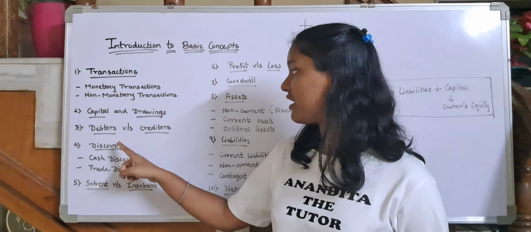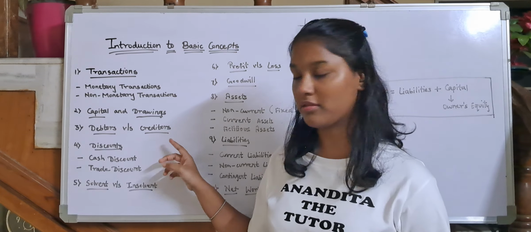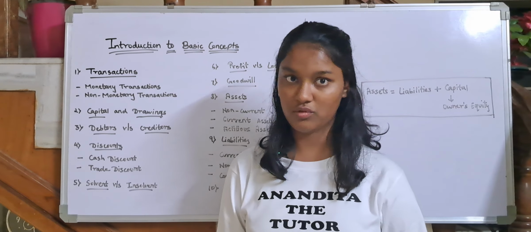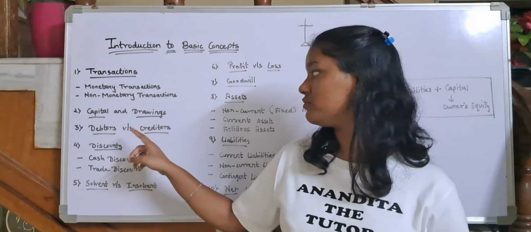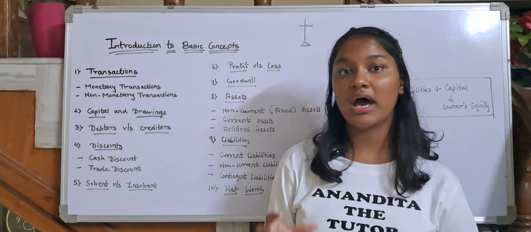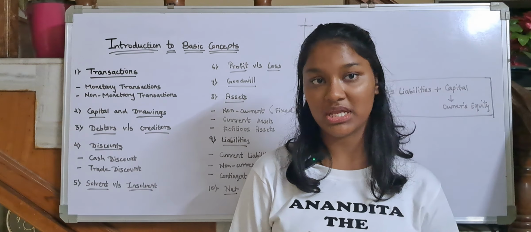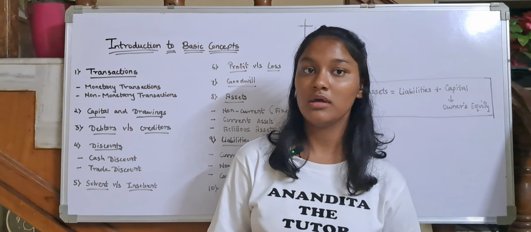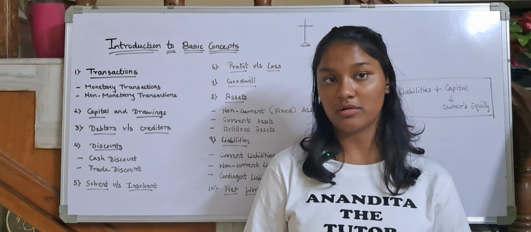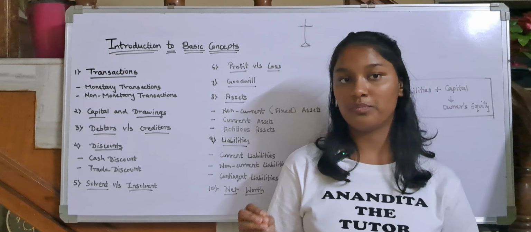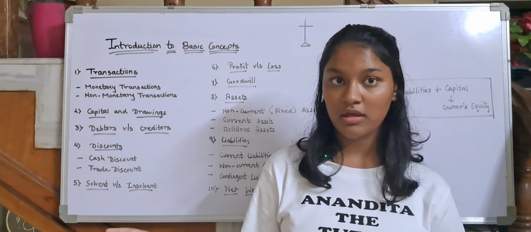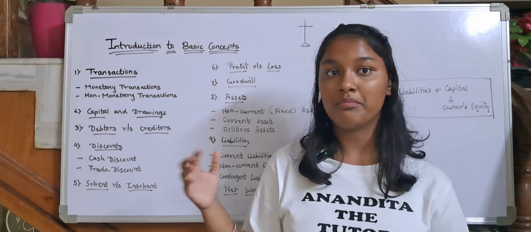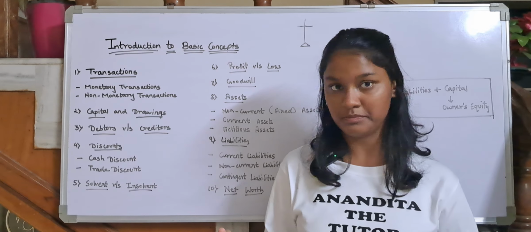Okay. Next concept is debtors versus creditors. Versus means these are opposite terms. Your debtors are the people who owe me money. They are supposed to pay me the money. So those people are my debtors. If I give rupees 100 to my friend, then my friend is liable to pay me money, right? So my friend is my debtor.